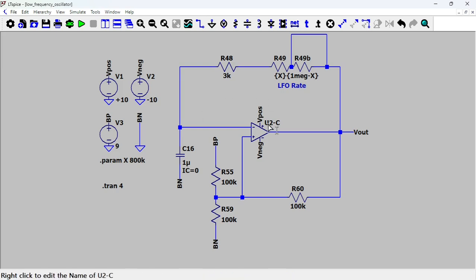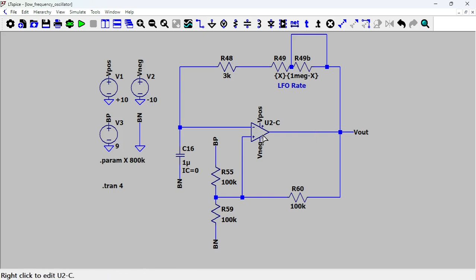So what do we have here? We have the op amp, again used as a comparator. This is Vout, so you have this negative feedback loop here, and there's a capacitor here. That's the important thing. And here is just a pot to control the rate of your LFO.